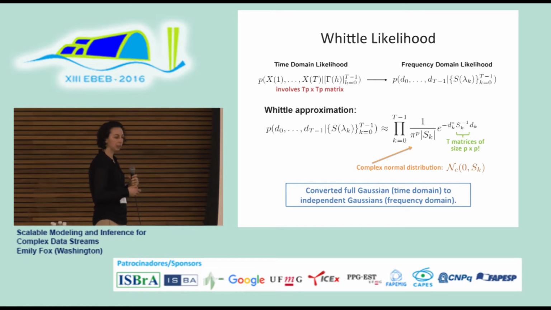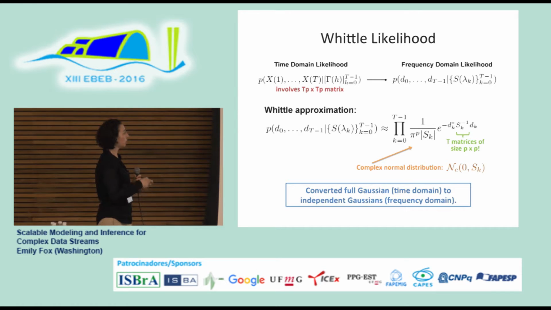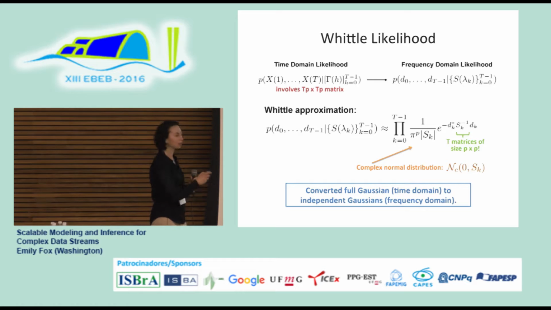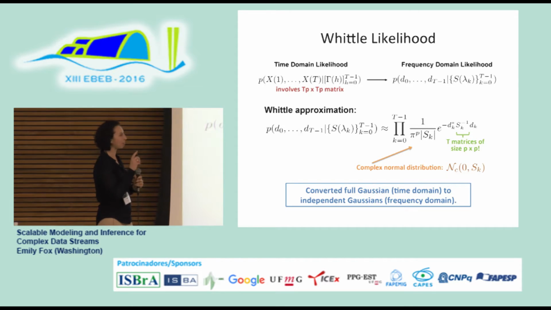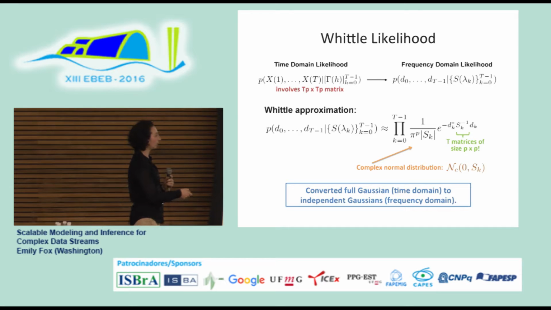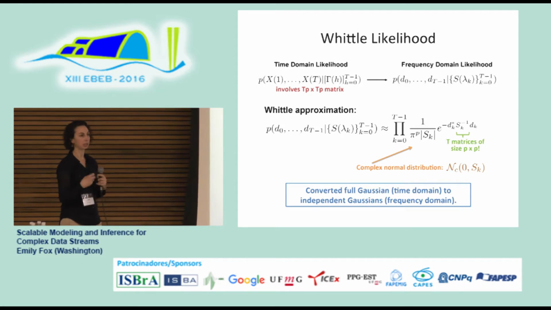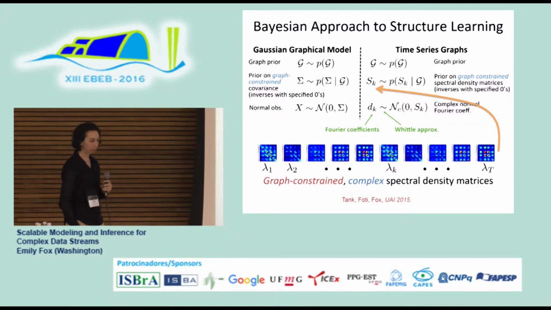And then to define our likelihood, in the time domain, remember we wrote down what the likelihood of our observed time series was given these lag covariance matrices that involve that big TP by TP matrix. Well, when we go to the frequency domain, we're going to appeal to something called the Whittle likelihood approximation, that says that our Fourier coefficients are approximately independent complex normally distributed vectors. Independent is the key thing. What this allows us to do is take this huge full Gaussian in the time domain, and in the frequency domain decouple across time independently. So we have capital T different matrices, each of size p by p. Okay, so that's our likelihood.